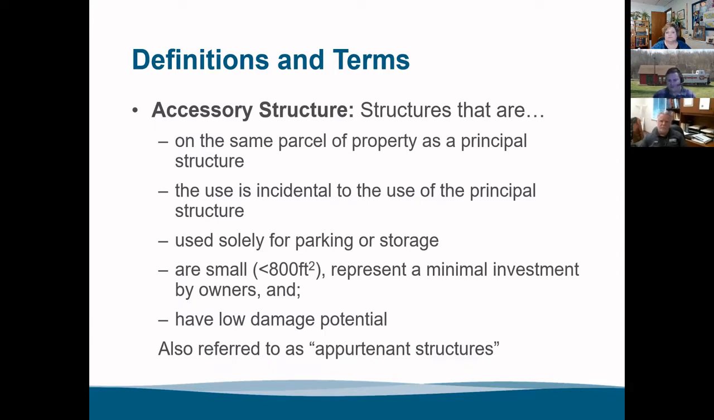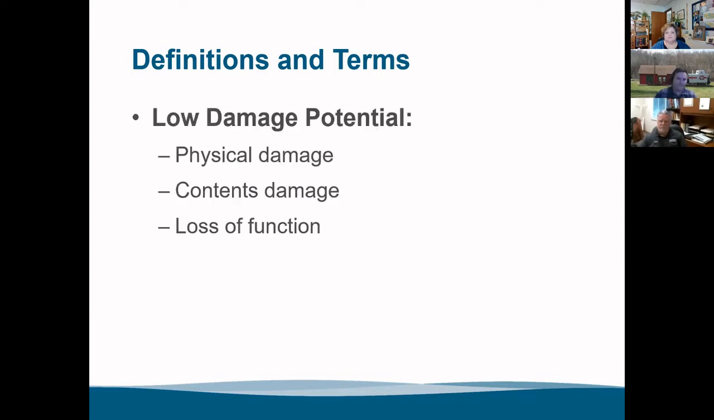So just for an example, if you have a primary residential home on a property with maybe a small storage shed in the backyard that's on the same parcel, that would be considered an accessory structure. And like I said, we'll get into that later on. I also wanted to talk about that low damage potential line.